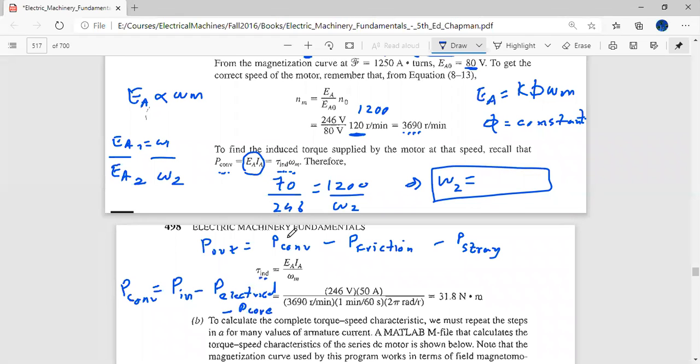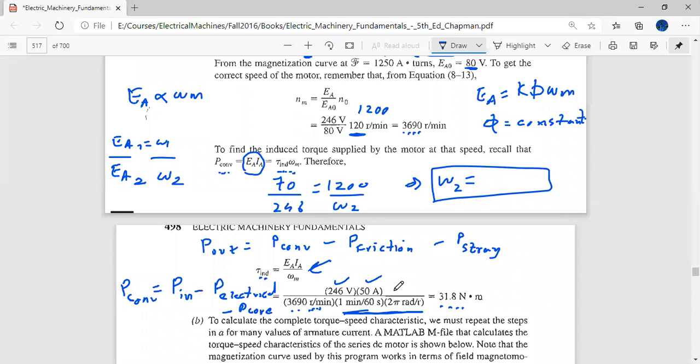Torque induced is equal to EA IA over omega m. But you will use the data of your operating point, not the 1200 RPM operating point. So your operating point is when EA is 246, IA is 50, and you develop your relationship for your own RPM. In this equation RPM must be converted into radians per second, because you have to do this in all SI units, and this will be the torque. So is everyone clear about this?